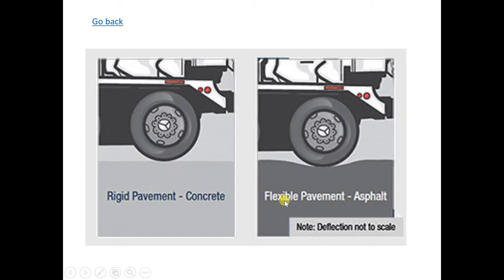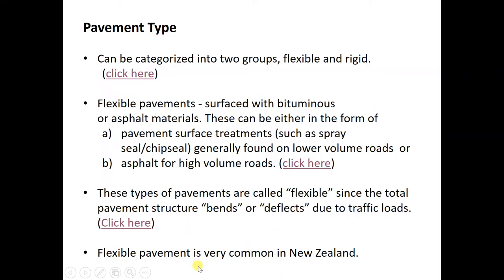For the flexible pavement, the asphalt, when it's aged and becomes oxidized or brittle, then it has problems. When it gets old, it cannot bounce back so easily, then we have problems with the aging and the cracking as well. Flexible pavement is very common in New Zealand, whether it's the NZTA state highways, or all the roads for the district council or city council, they use a lot of flexible pavement.